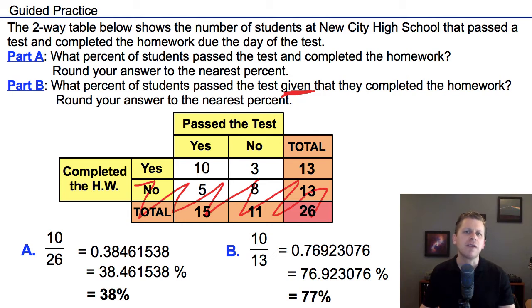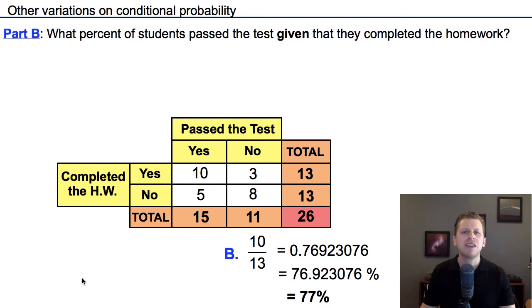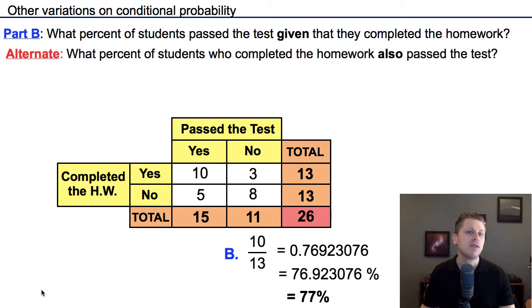Let's look at a couple other alternative wordings that they could use to represent conditional probability. In part B, they used the word given to indicate conditional probability, but there's other ways we could have asked this very same question, but just using some different wording. Another alternative way to ask this would have been to say what percent of students who completed the homework also passed the test. Notice here that we're not looking at what percent of all students, we're looking at what percent of students who completed the homework.